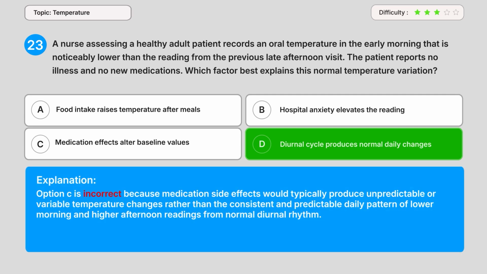Option C is incorrect because medication side effects would typically produce unpredictable or variable temperature changes rather than the consistent and predictable daily pattern of lower morning and higher afternoon readings from normal diurnal rhythm.